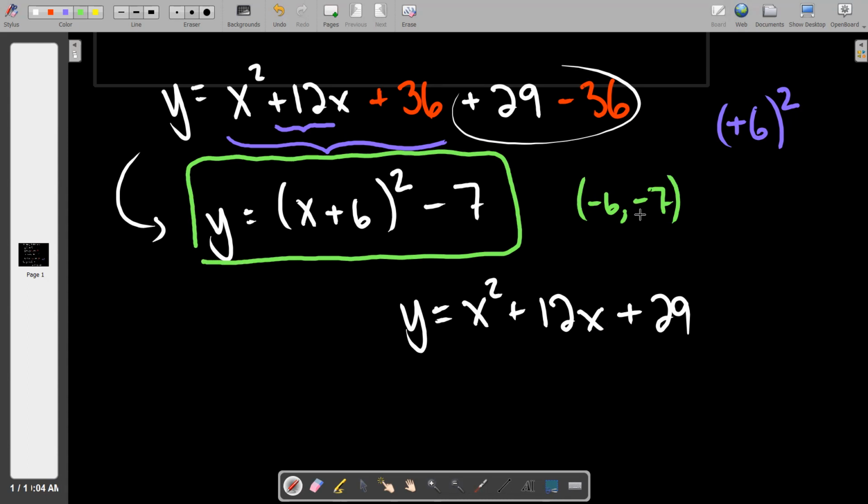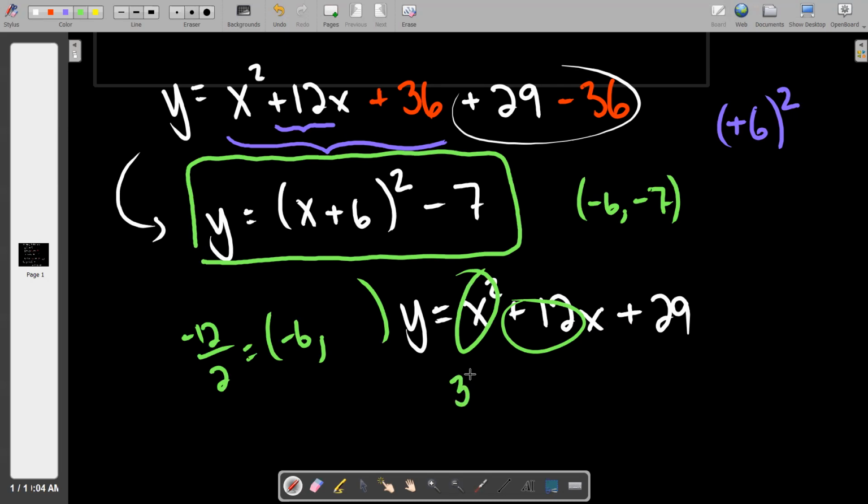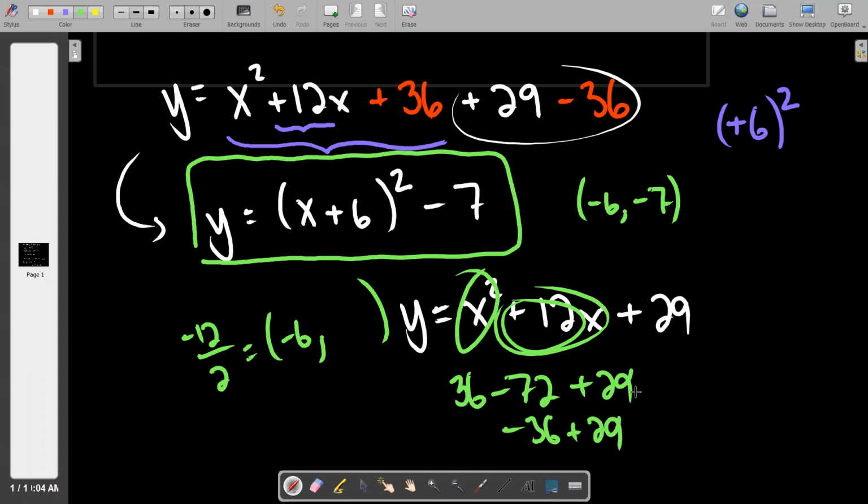But if I was doing it the other way, it would still work. If this is my b, what's negative b over 2a? It's -12 over 2 times 1, which is 2, which is still -6. But look, I still have to plug that -6 back in, right? What's -6 squared? 36. And what's 12 times -6? -72. What's 36 minus 72? That's right, it's negative 36. And what's negative 36 plus 29? Yeah, newsflash, it's still negative 7.